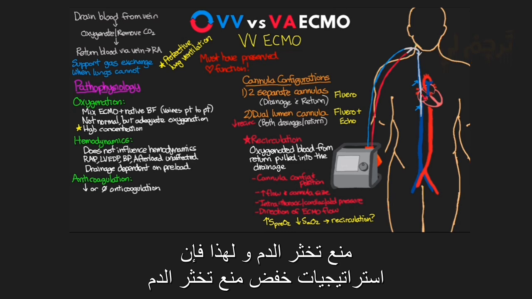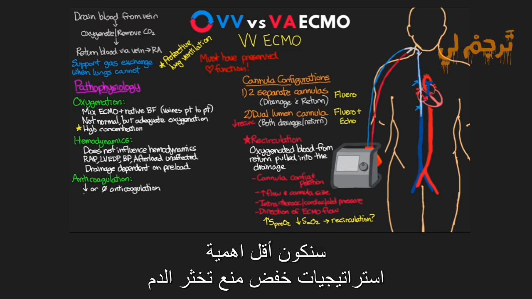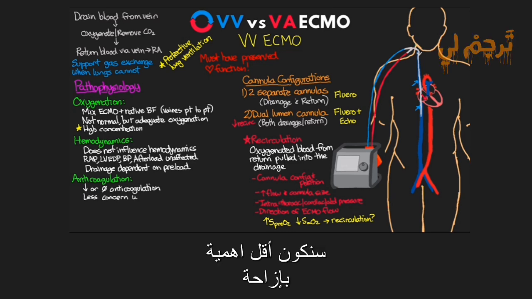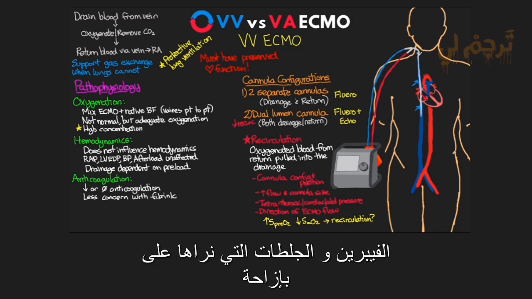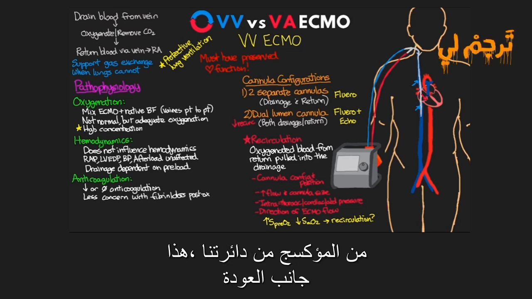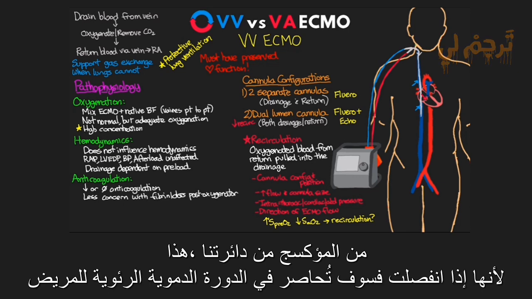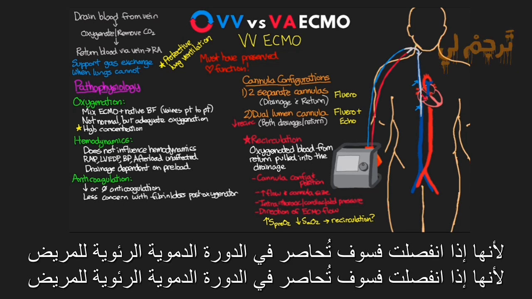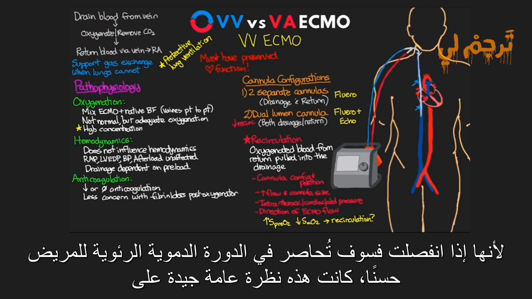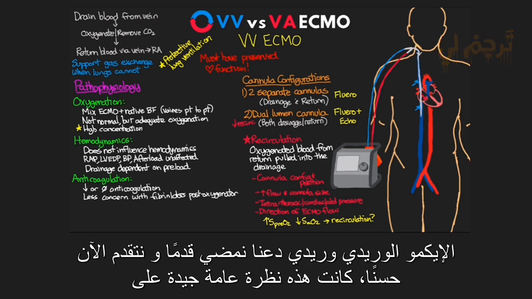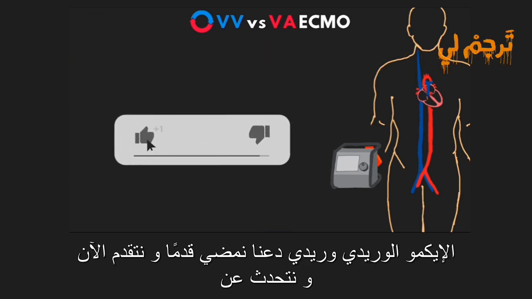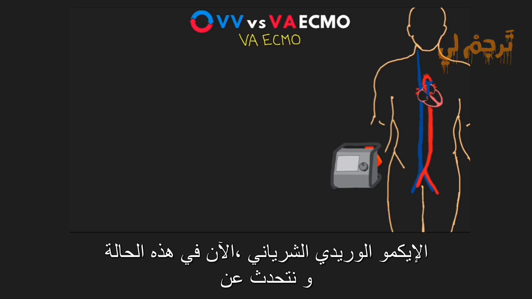And so with these decreased anticoagulation strategies, we're going to be less concerned with the dislodgement of fibrin and clots that we see on the return post-oxygenator side of our circuit. And this is because if they do break off, they're going to be trapped by our patient's pulmonary circulation. All right, so that was a good overview of VV ECMO. Let's go ahead and move on now and actually talk about veno-arterial, or VA ECMO.